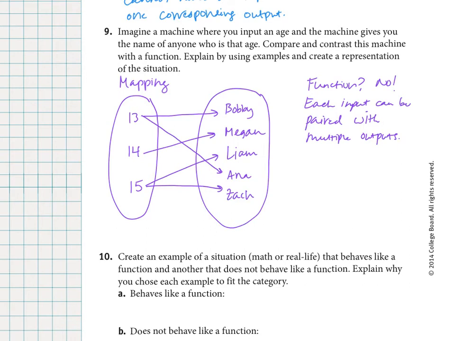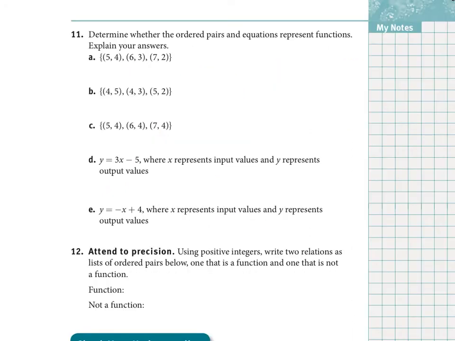We're going to go ahead and skip number 10 right now, and you're going to turn to the next page. We're going to look at problems 11 and 12. Looking at problem 11, it says determine whether the ordered pairs and equations represent functions. Explain your answers. I'm going to do the first one with you and then have you do a little bit of the next two, and then we'll check in here.